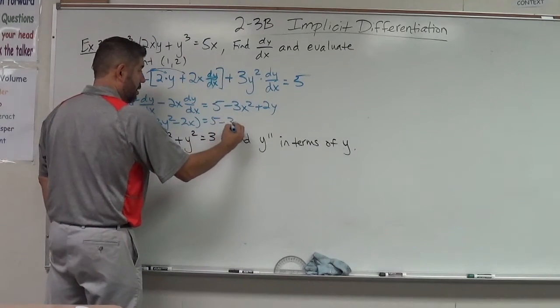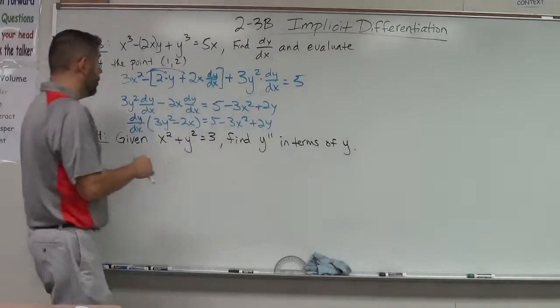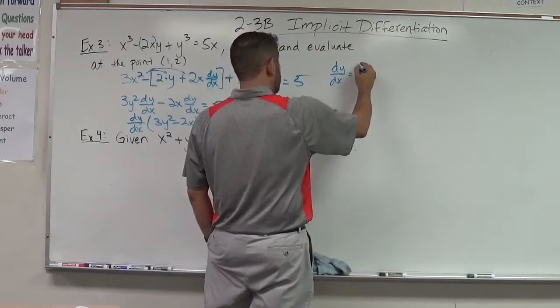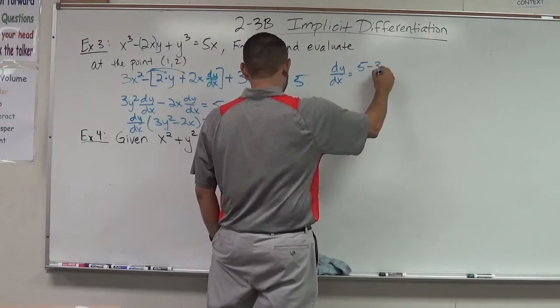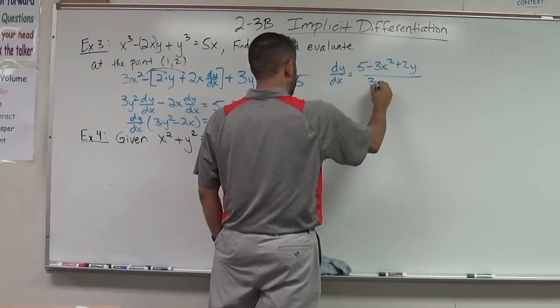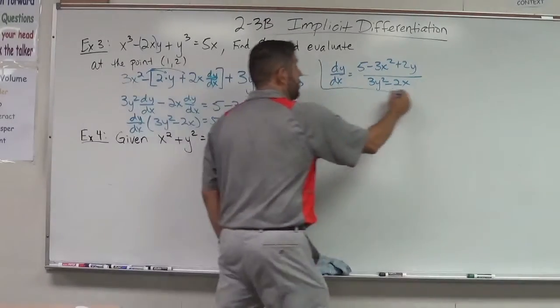And then finally, the last thing is to divide all of this over. So I'm going to have dy/dx equals (5 minus 3x squared plus 2y) all over (3y squared minus 2x). Okay, so that's the first part of the problem.